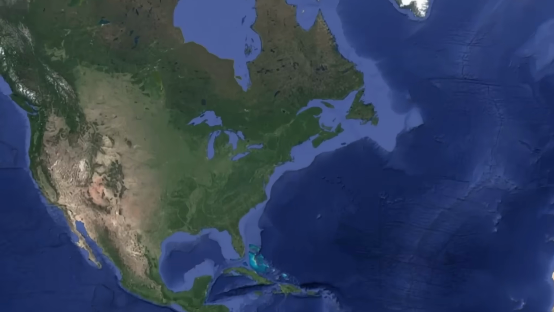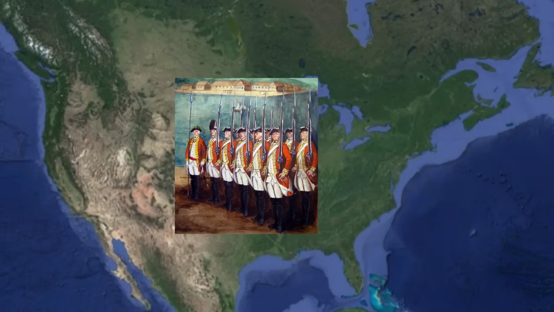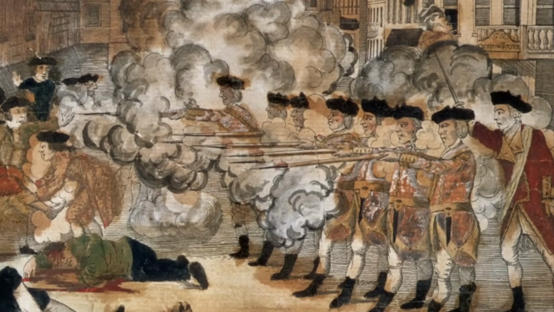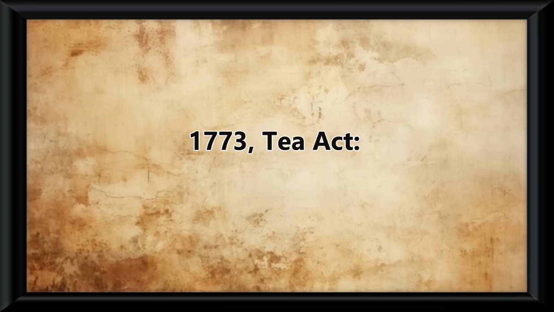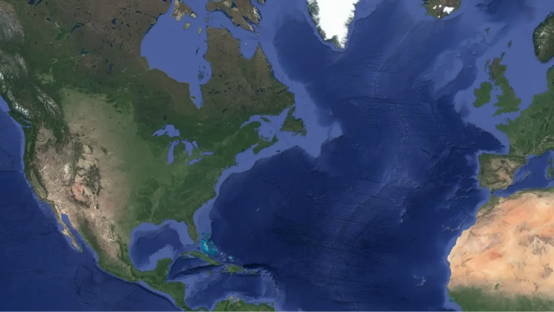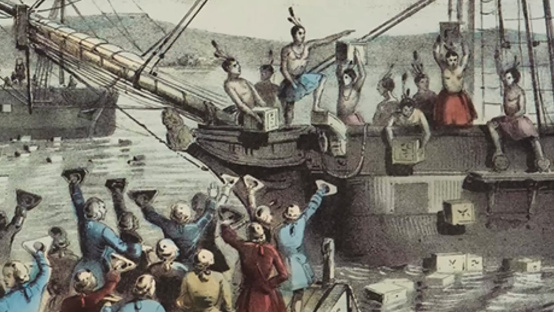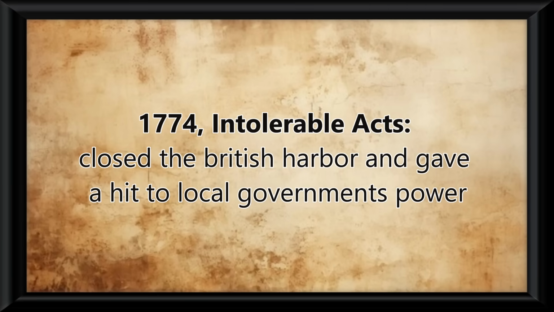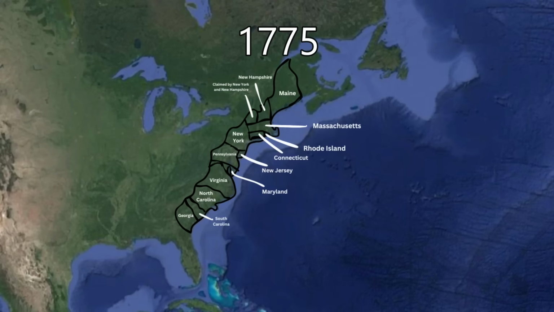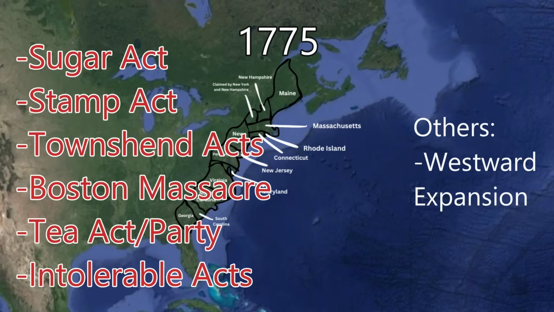In 1770, continued British military presence in the colonies caused the Boston Massacre, where English soldiers fired upon revolting colonists and killed five. In 1773, Britain passed the Tea Act, which put a tax on tea, which everybody was drinking at the time. This caused the Boston Tea Party, where colonists dumped the tea into the harbor. This all led Britain to pass the Intolerable Acts in 1774, which closed the harbor and gave a hit to local governments. By 1775, these issues, along with others like restrictions on westward expansion, which we'll go over in the next video, had set the stage for the outbreak of the American Revolution.